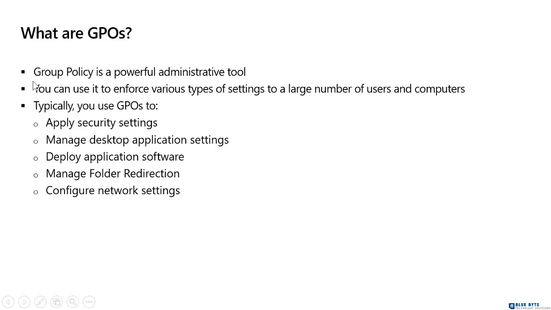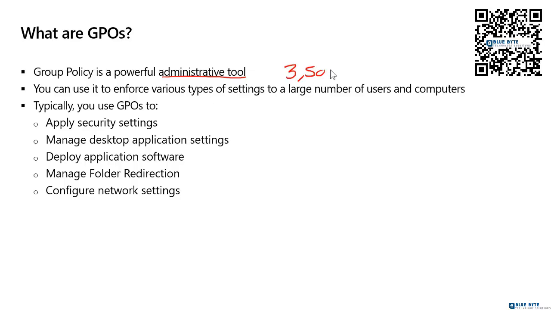When we configure group policy, the primary thing we will work with are going to be these group policy objects, or GPOs, we always call them. Now, group policy itself is actually an administrative tool. We can configure more than 3,500 settings. So it is an enormous tool.